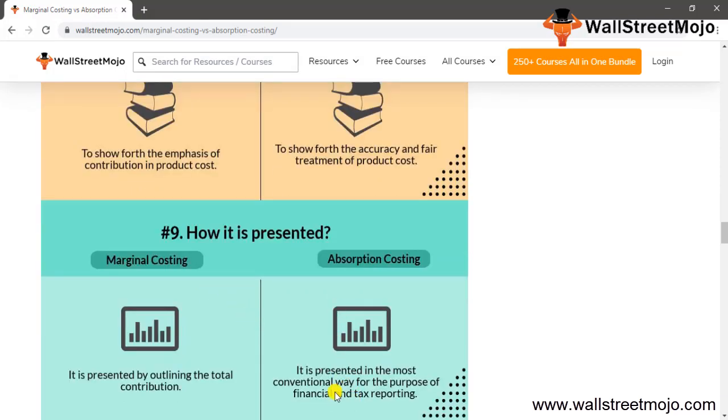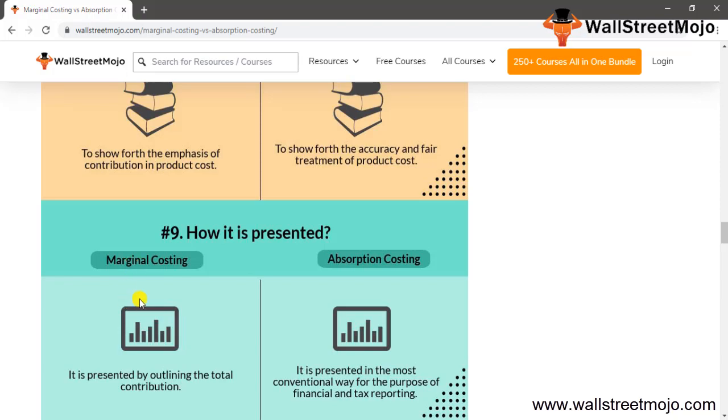Absorption costing is presented in the most conventional way for the purpose of financial and tax reporting. Marginal costing is more like a business decision, considered by entrepreneurs for taking business decisions. When we talk about absorption costing, it is more on the regulatory part, when you're reporting for the purpose of finance and tax reporting. That is the difference between marginal and absorption costing.